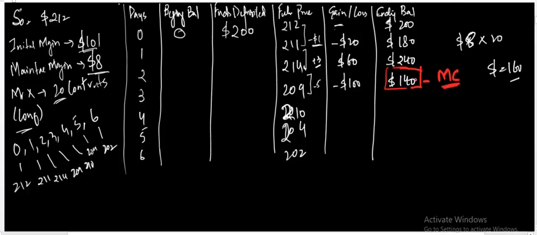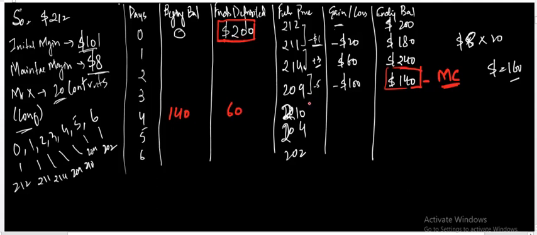Now how much money will he deposit? He has $140. His balance on the fourth day is $140, plus he has to deposit $60. That is, he has to maintain the initial margin, up to $200, deposit up to $200, and then he can trade further.